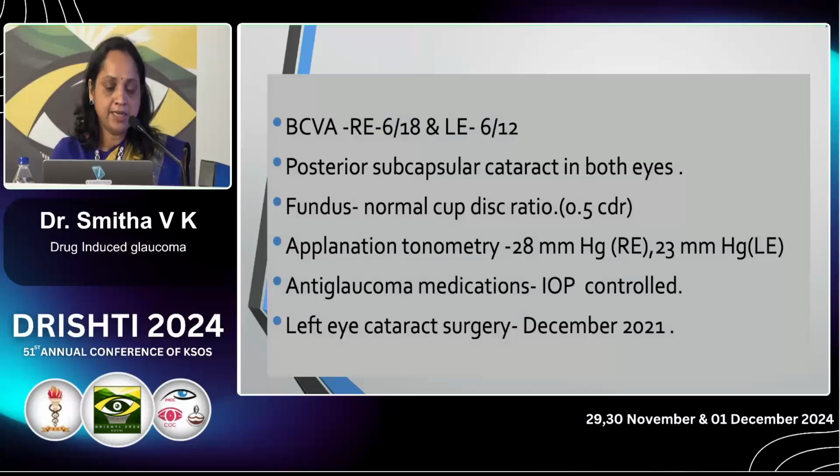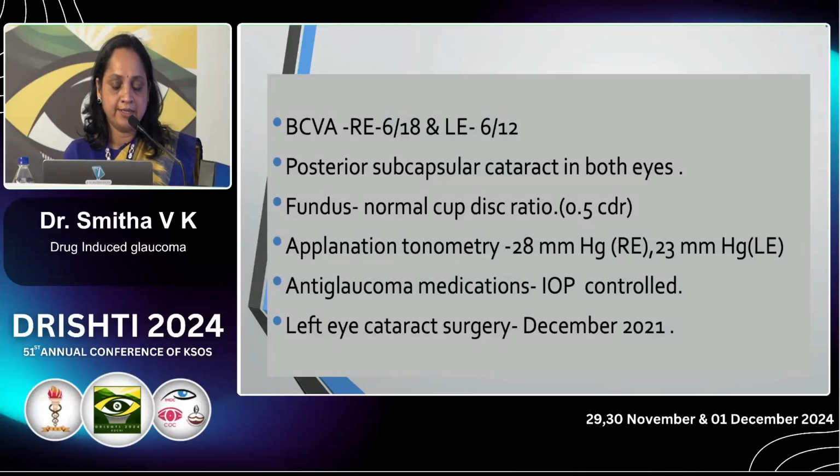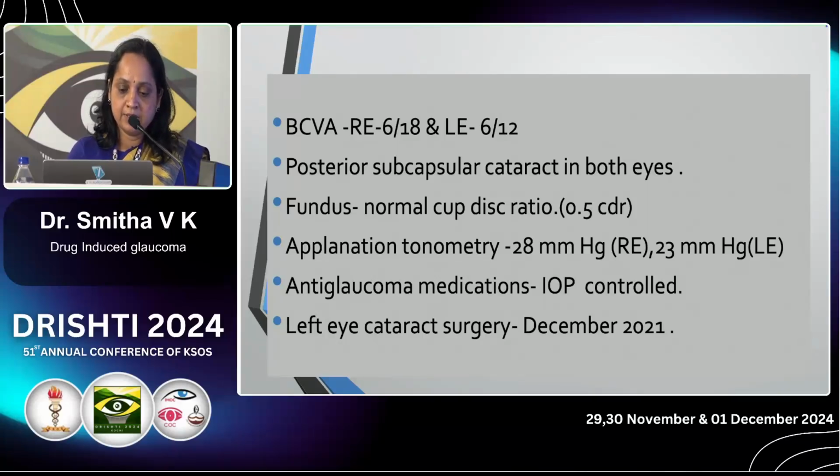On examination, her best corrected visual acuity in the right eye was 6/18 and in the left eye it was 6/12. There was posterior subcapsular cataract in both eyes, and the fundus was normal with 0.5 cup disc ratio. Her IOP was 28 millimeter mercury in the right eye and 23 millimeter mercury in the left eye. So she was given anti-glaucoma medications and the IOP was under control. She underwent left eye cataract surgery in December 2021.